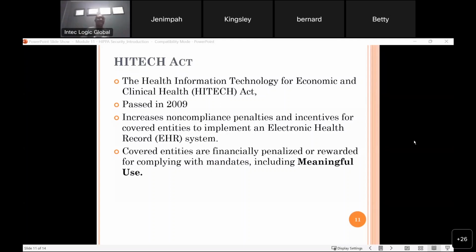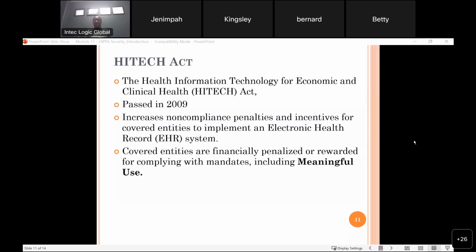So that's why they came out with the HITECH Act, right? And they developed a program called Meaningful Use. So Meaningful Use was that the federal government was rewarding covered entities financially.